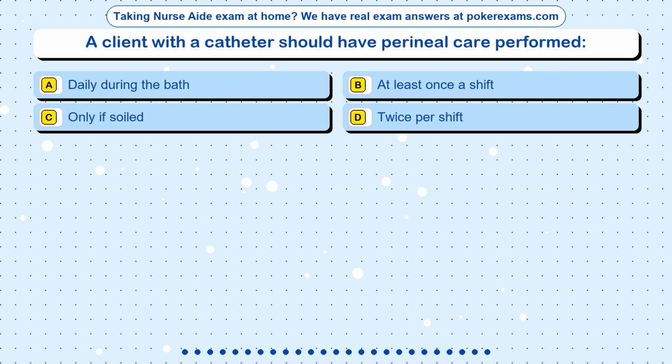Question 17. A client with a catheter should have perineal care performed. Option A. Daily during the bath. Option B. At least once a shift. Option C. Only if soiled. Option D. Twice per shift.